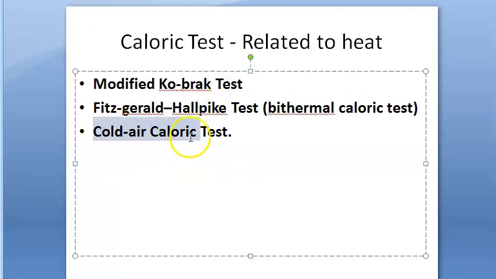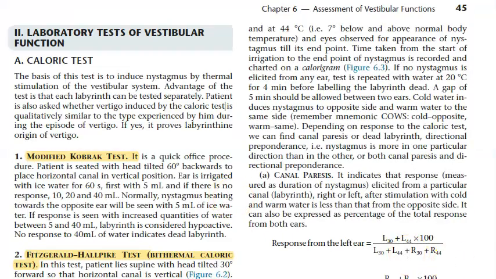So guys, when will you use air instead of water and all that? If there is a perforation, then definitely you can use air. So that time you'll use cold air caloric test. In this, they will use Dundas Grant tube. Just let us finally look at what the textbook says.